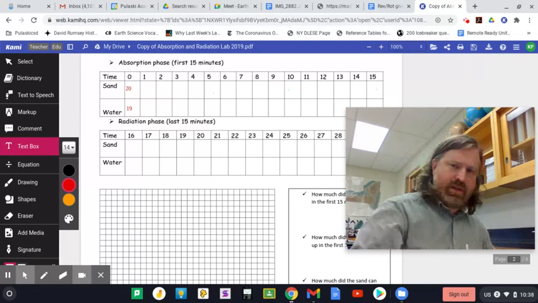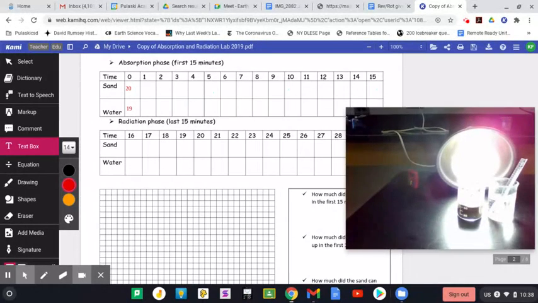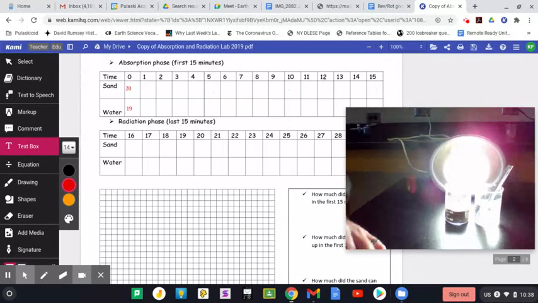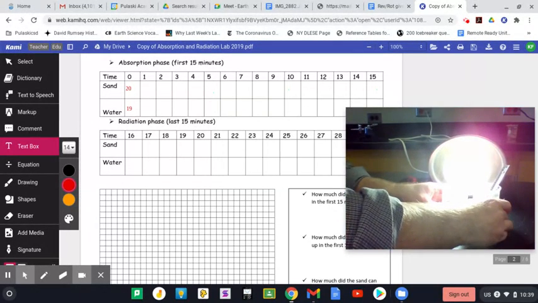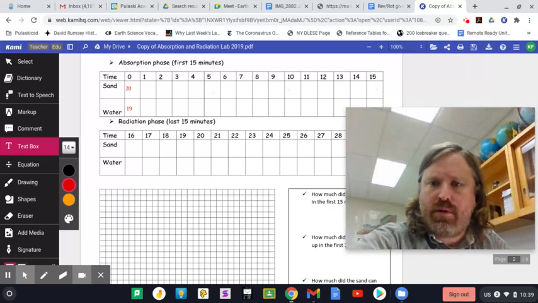So I'll start. I got the lamp on. I'll show you what it looks like. Those two are going to slowly heat up for 15 minutes, and we'll do a reading every 5 minutes. All right.